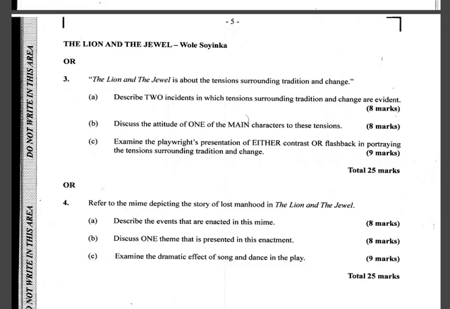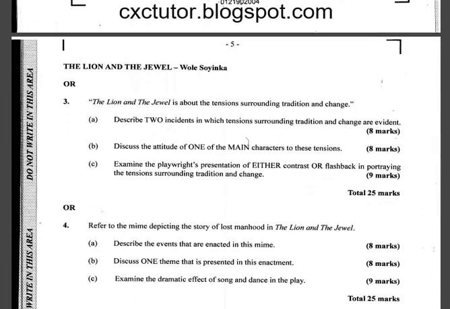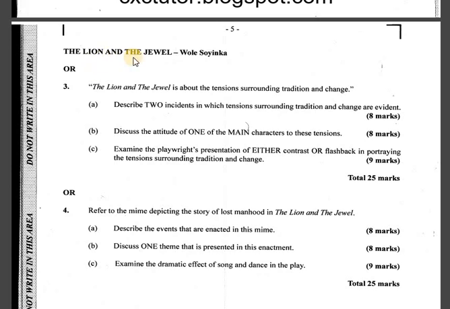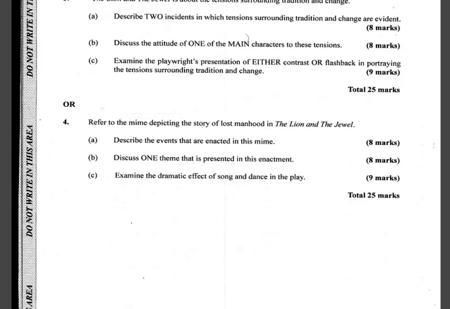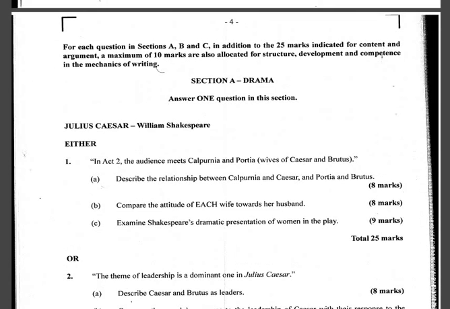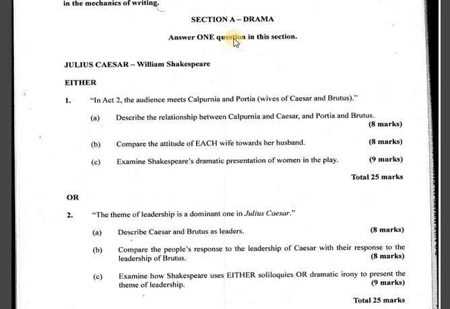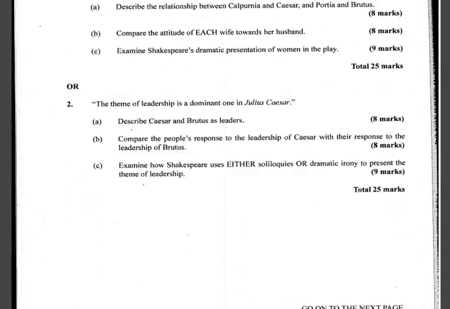Moving right along. Then on the second page, page 5, you have the line and the drill. As I said before, everything on the paper is labeled and it has or. So you can choose question 1, question 2, question 3, or question 4. You have a choice, and this is the complete section A for drama, and you choose one question from this section.